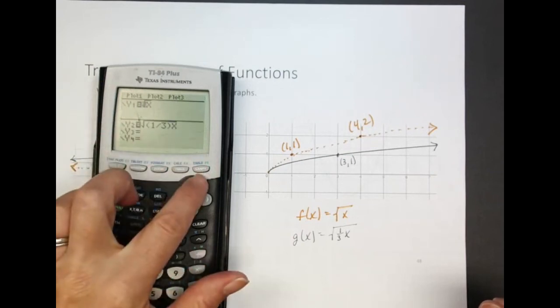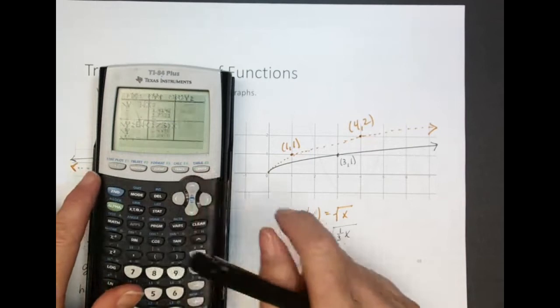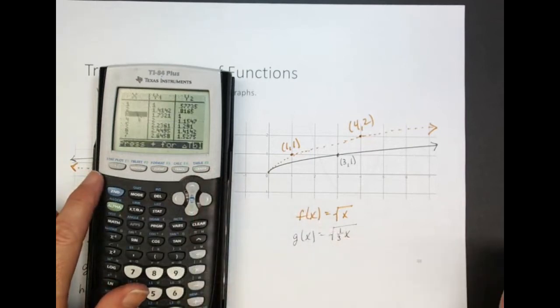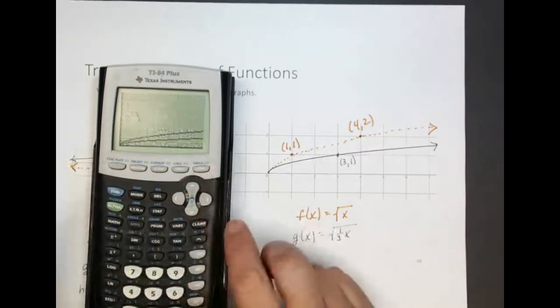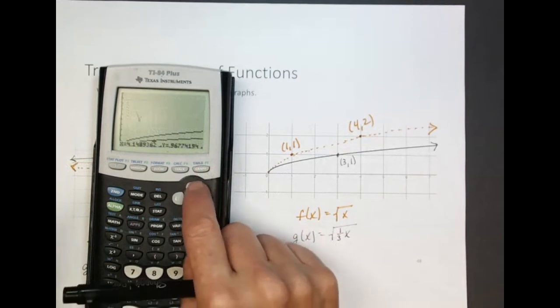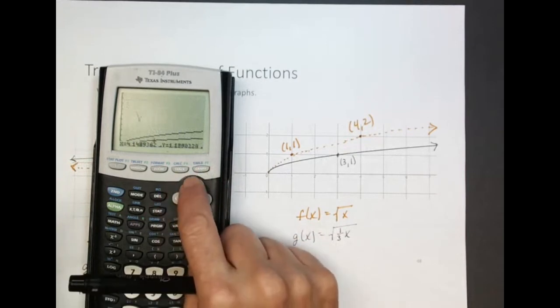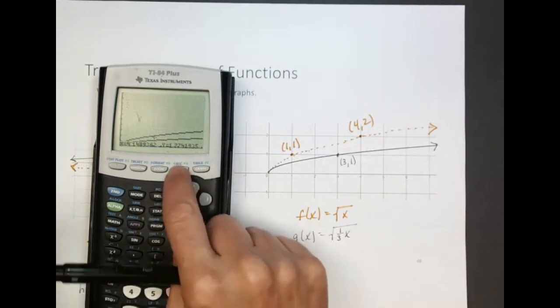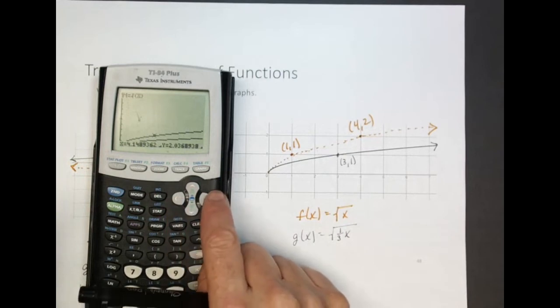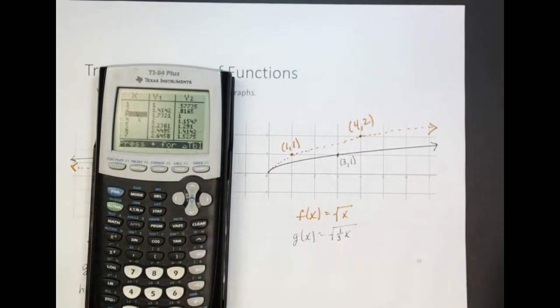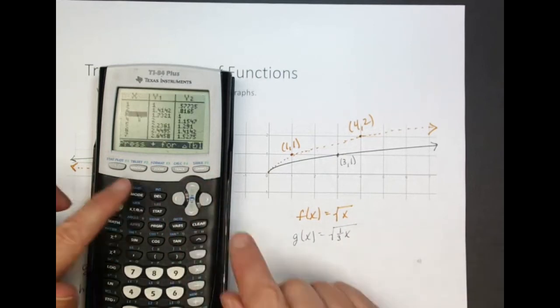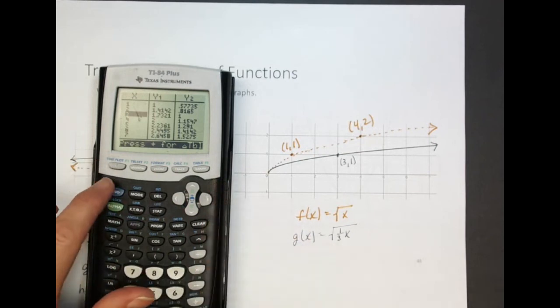That first graph was weird though, wasn't it? Let me look at that table one more time on that first graph. Oh, we're not on the right one. Trace. Let's get up there to that top graph. Okay. Trace and table. Oh, it's not going. Wait a minute.